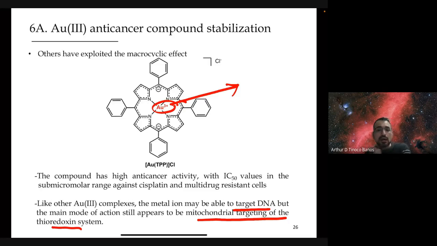All right. Again, if you have any questions, feel free to post your questions in the chat. Well, now I'm going to transition to a discussion of another metal that also presents a different type of chemistry and potentially a different type of target.